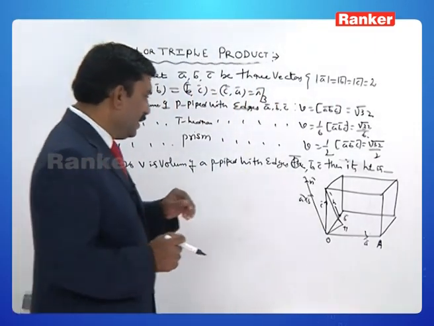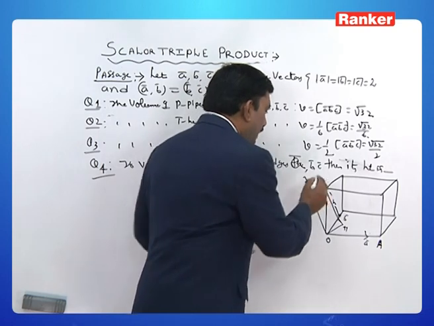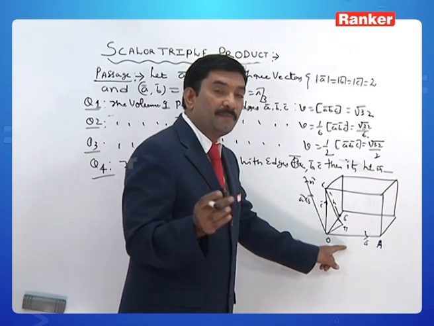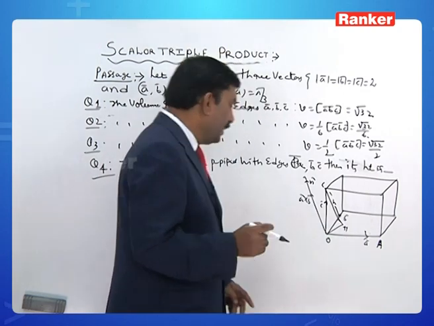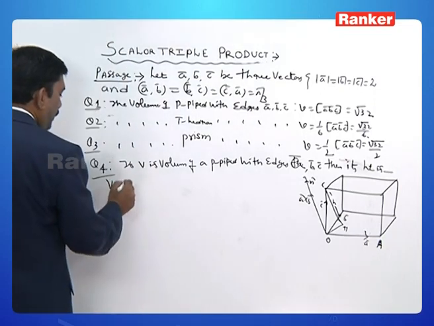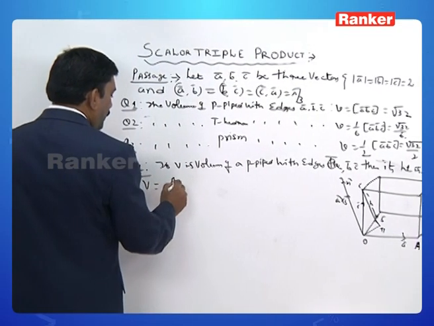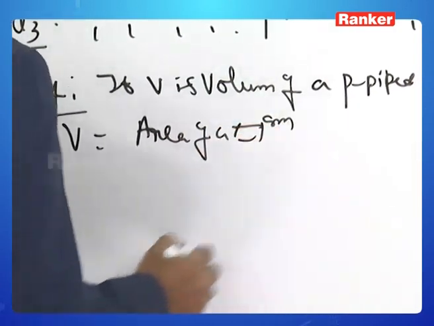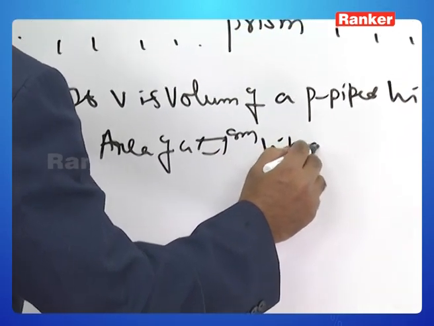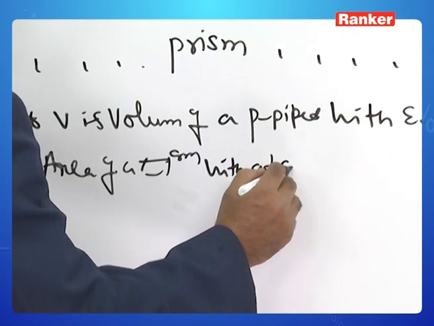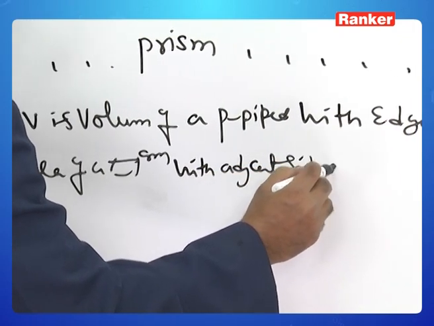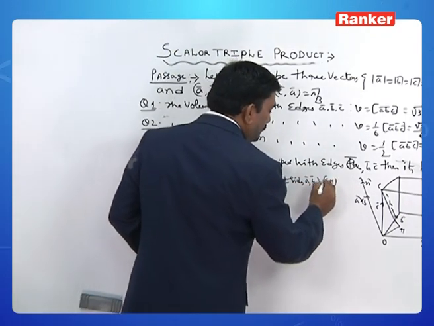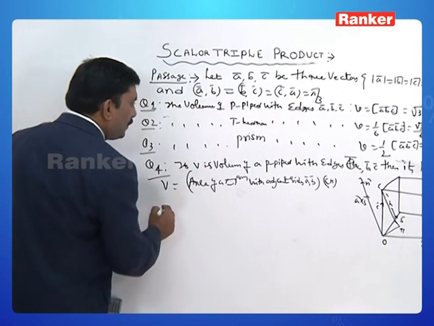Right? This is a height. Height is the perpendicular distance from the point C to the face. Face means what? Parallelogram. In a parallelepiped, every face is a parallelogram. So therefore, what is the volume of a parallelepiped? The volume of a parallelepiped is equal to the area of a parallelogram with adjacent sides A bar, B bar, into CH. This is a height.